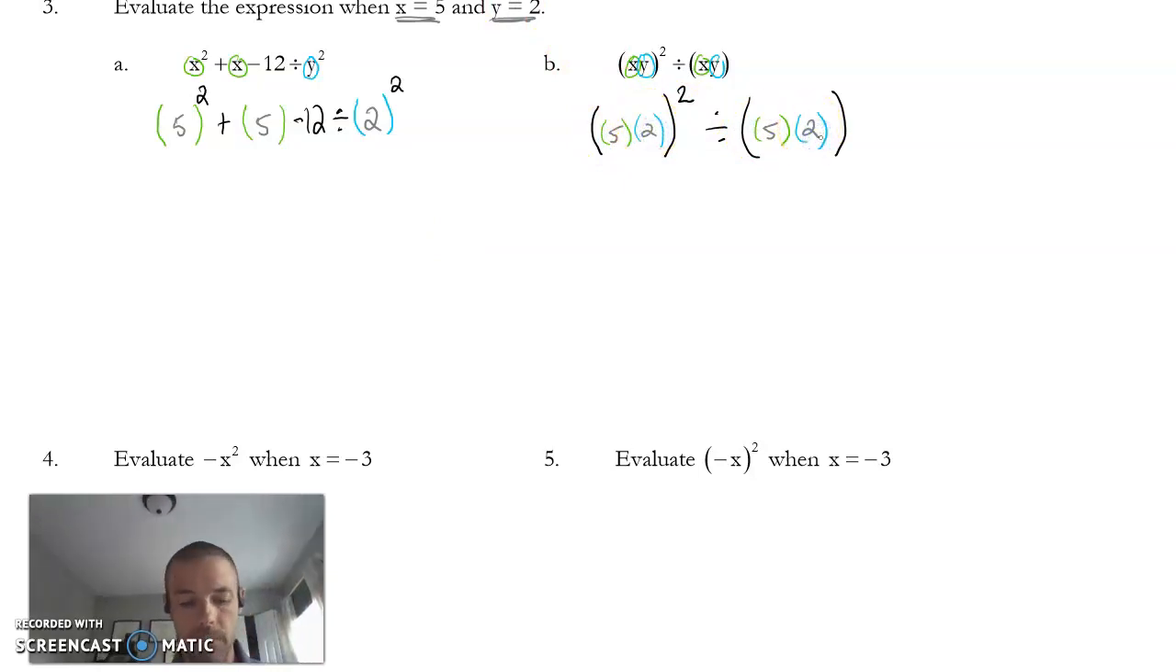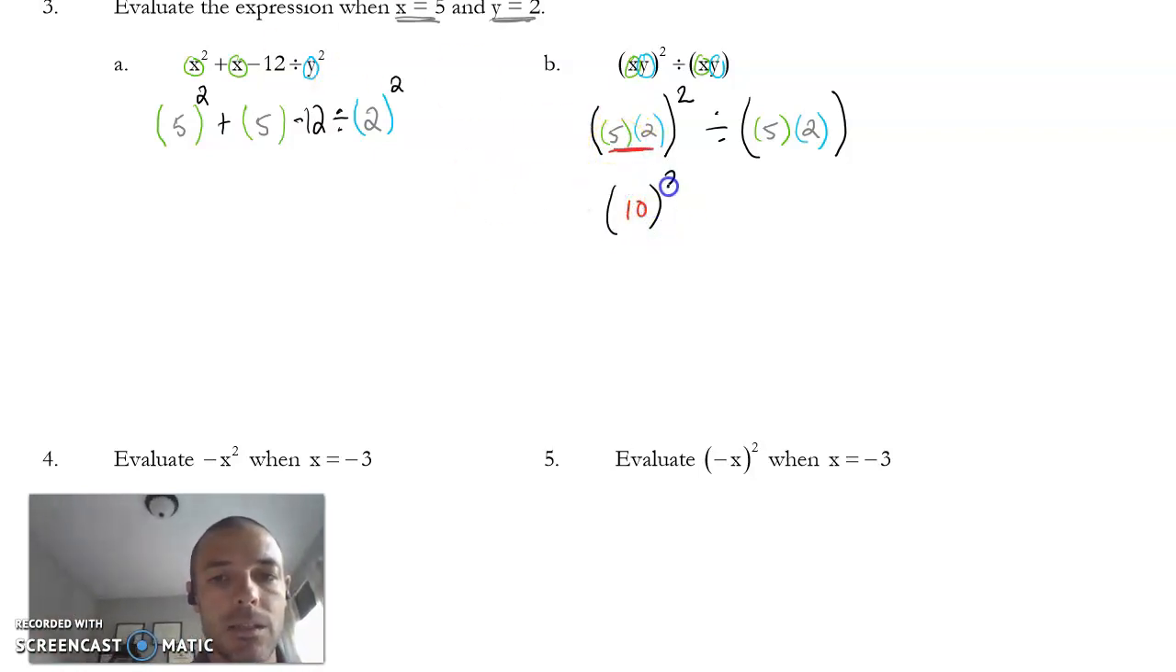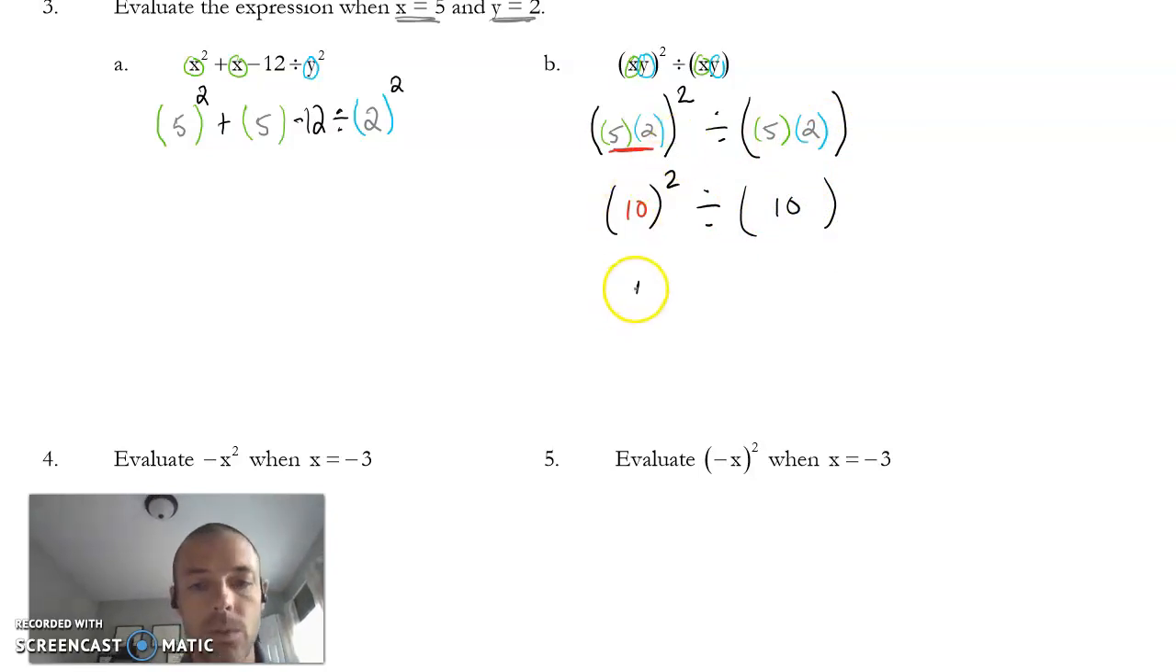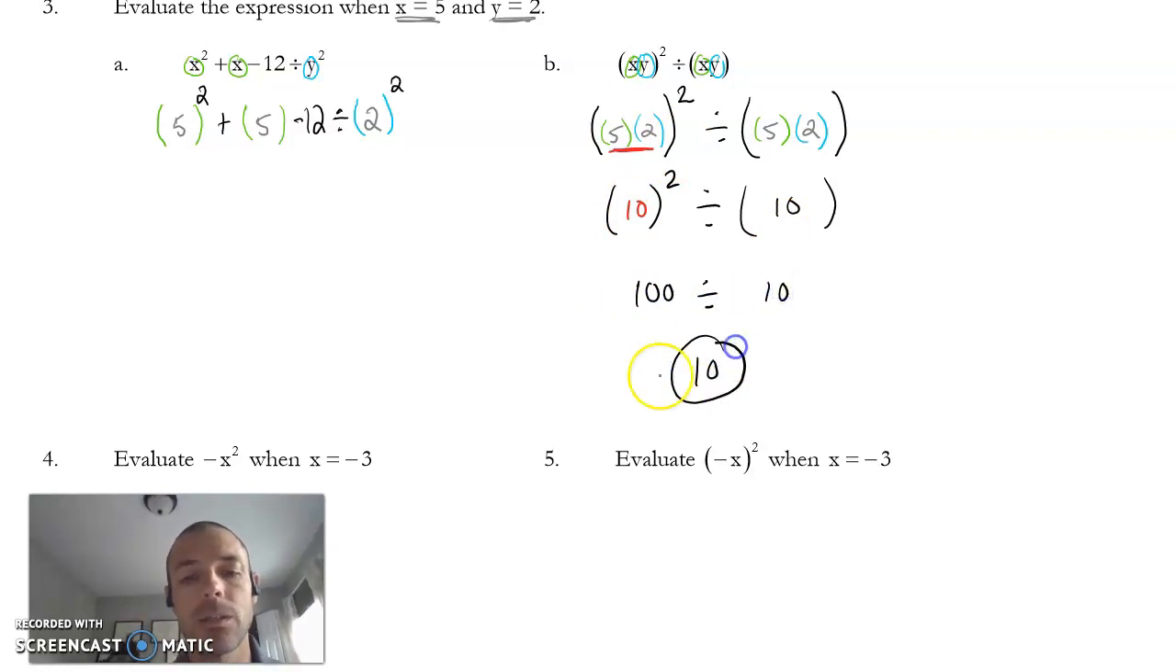And we simplify. Big thing about simplifying this, if you have parenthesis next to parenthesis, inside parenthesis, work from the inside out with your grouping symbols. Okay, so here I'm going to take the 5 times 2 and get 10, raise that to the second power, divided by 5 times 2 and get 10 again. Okay. 10 to the second power is 100, divided by 10, and we get 10.